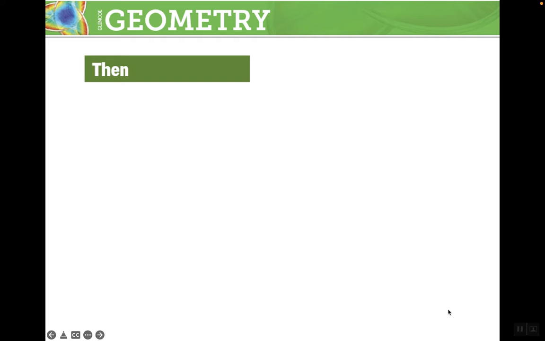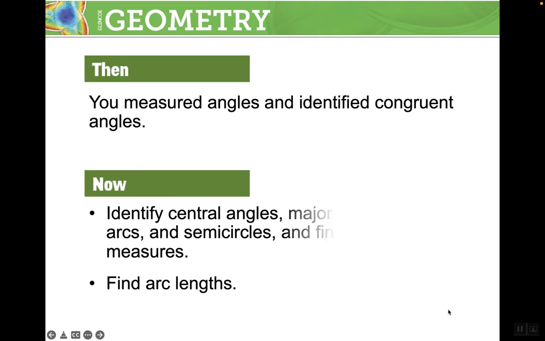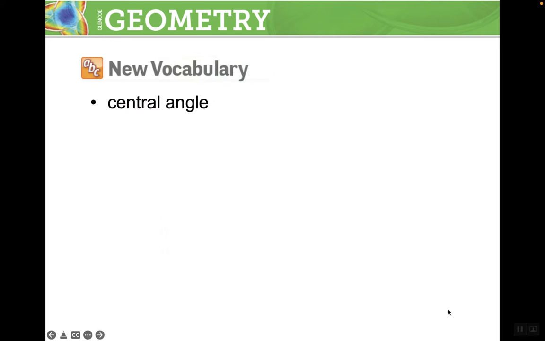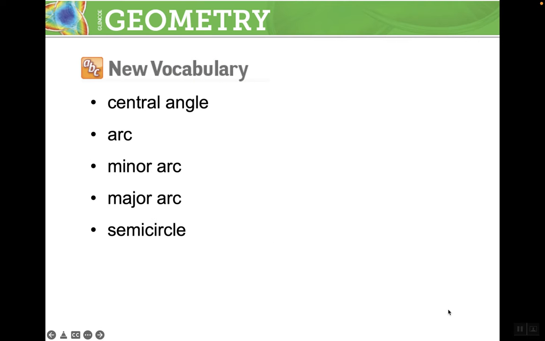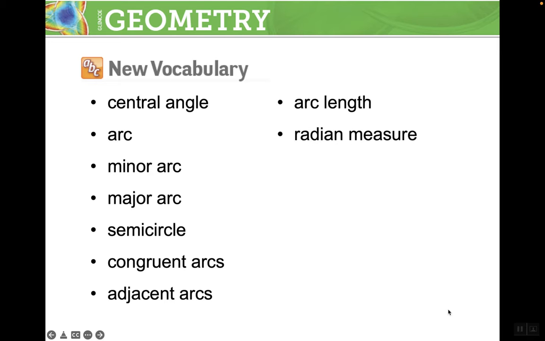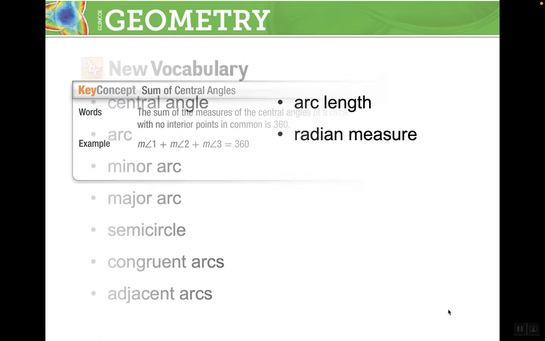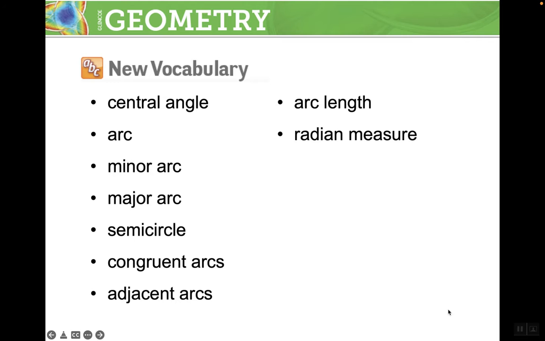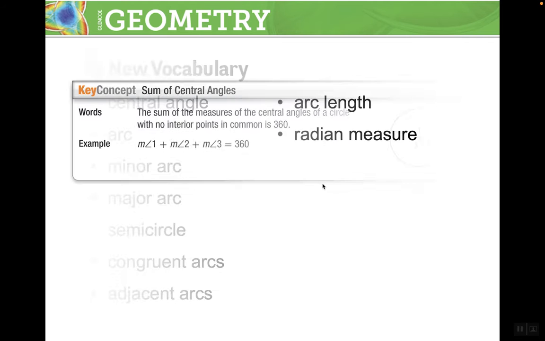So this is 9.2, measure of arcs. We're going to identify central angles, major arcs, minor arcs, semicircles, and then find their measures and find arc lengths. So our vocab: central angle, arc, minor arc, major arc, semicircle, congruent arcs, adjacent arcs, arc length. We're actually not going to talk about radian measure. Let me go back and, well, no, we'll just go through it as we get to it.